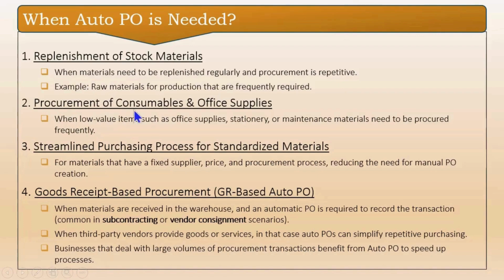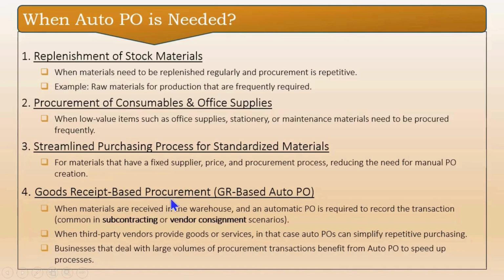Point number 2, procurement of consumables and office supplies. There are some low value items which you need regularly, like pantry items and office stationery supplies. For such small low value items, there will be regular POs, and in that case you can have auto PO implemented. Third, if your purchasing process is streamlined with fixed parameters for standardized material, you can also implement the auto PO process. For example, you have a fixed supplier and the price is fixed.